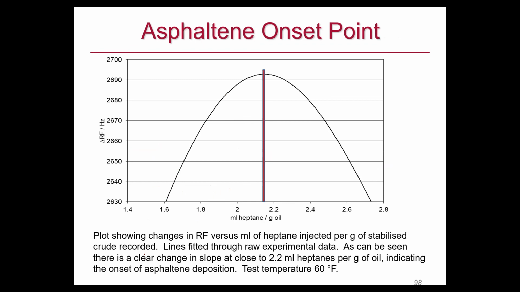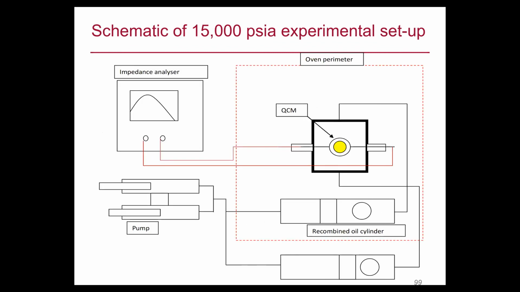And this is the onset point by titration, using QCM for detecting change in frequency. Yeah, this is the maximum amount of asphaltene. When you add more heptane, asphaltene forms and the frequency is reduced.